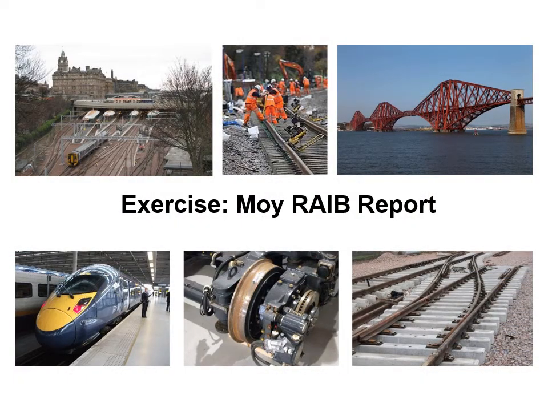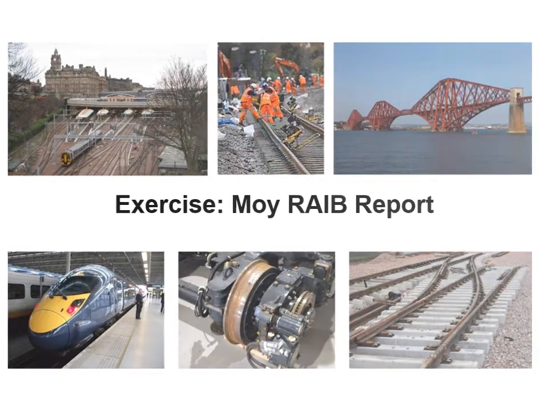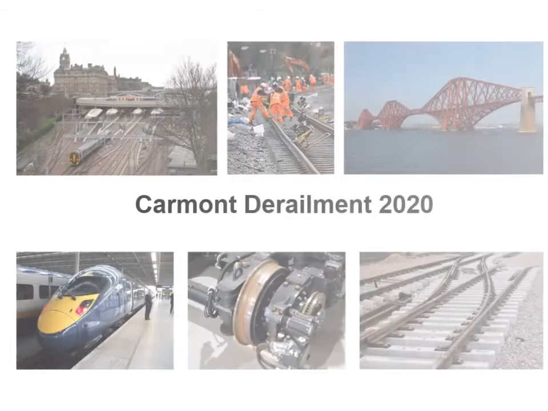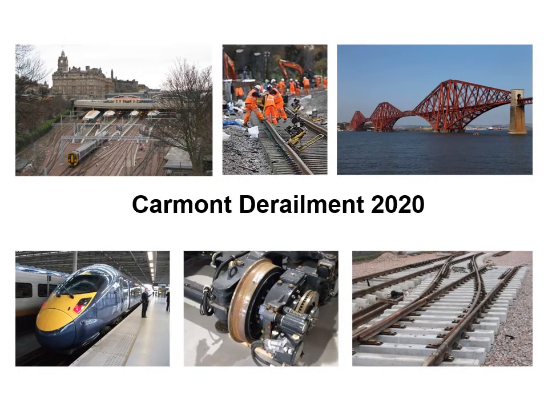So you'll notice throughout this lecture that I've used extracts from RAIB reports. In this case, we're now going to look at a specific report associated with a derailment near Moy, just outside Inverness-shire, on the 26th of November 2005. At the time of recording this lecture, unfortunately, there was another fatal derailment in Scotland at Carmont.